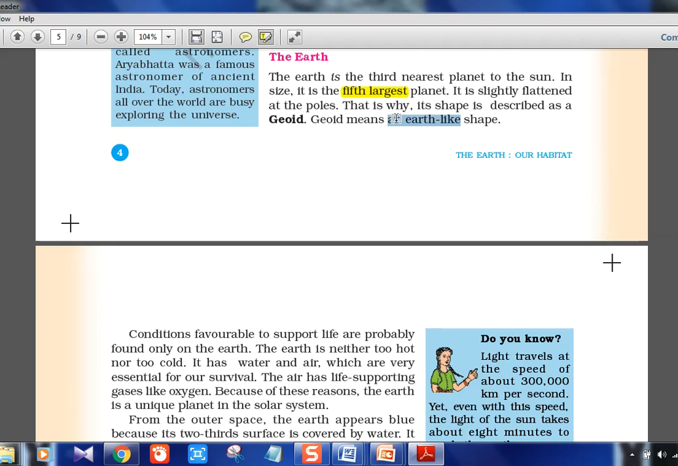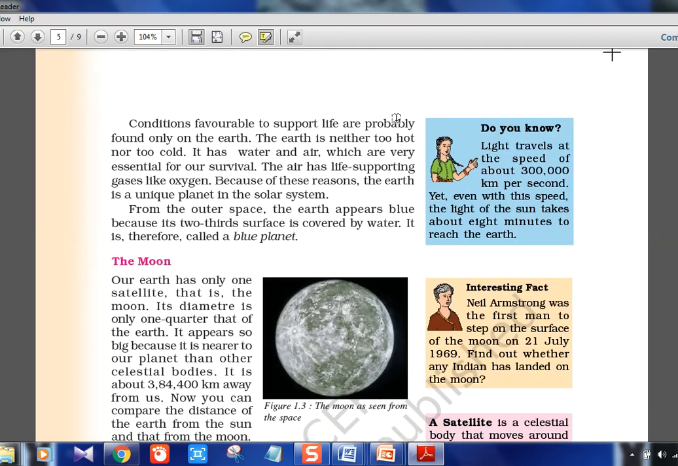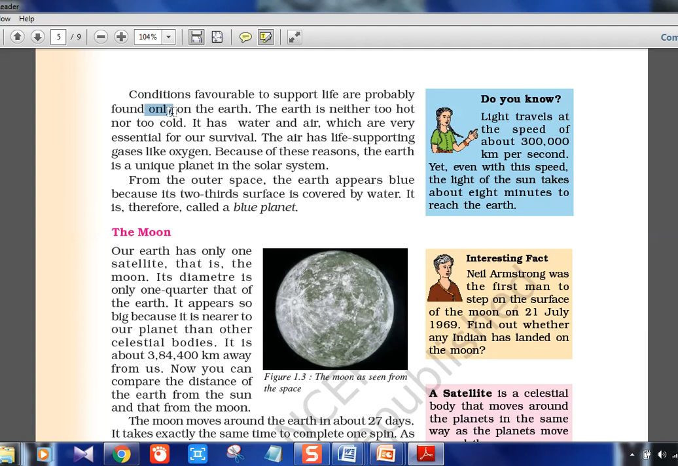Geoid means Earth-like shape. Conditions favorable to support life are probably found only on the Earth. Now there are a lot of missions going on to find out whether life is possible. Mars is said to be suited because of the presence of water. Europa, a natural moon of Jupiter, also has water detected. So slowly scientists are discovering a lot of new places where water is available and life could be possible. But as of now, Earth is the only optimal planet for life, because of the air, water, oxygen, all those basic things. Earth is also called the blue planet because almost 2/3 of its surface is covered by water.